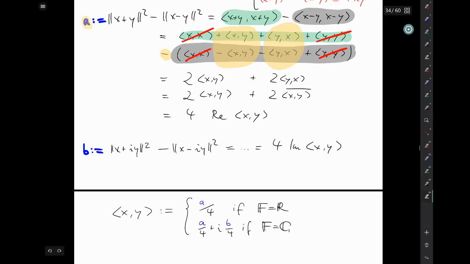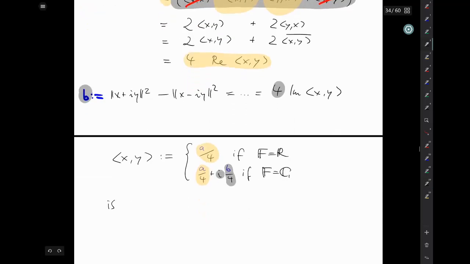So a is 4 times the real part of what you need. So if you divide a by 4, then you get the real part, which in the case of a real vector space is already everything, and in the case of a complex vector space is only the real part. So the imaginary part comes here from b divided by 4, and of course do not forget the I in front. So it seems that indeed from just looking at norms we can always compute scalar products, but the sentence is not quite finished yet.